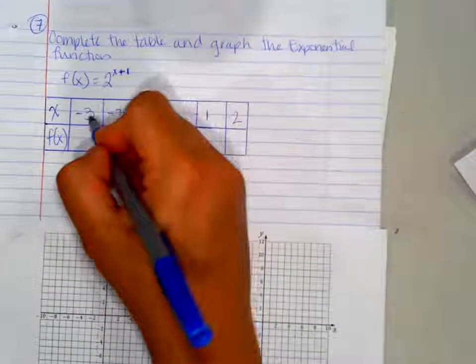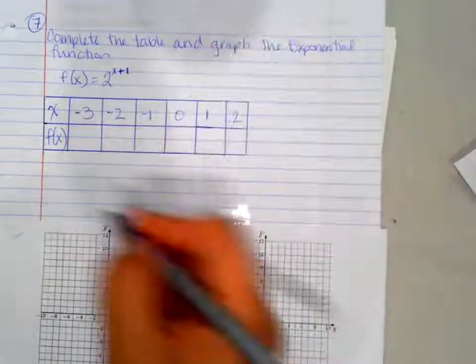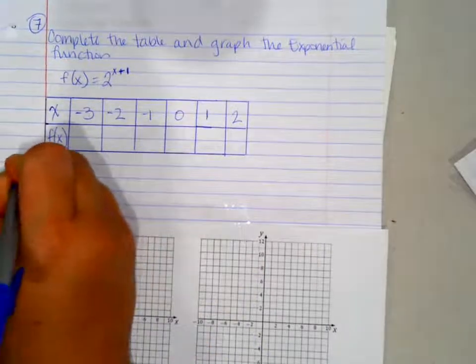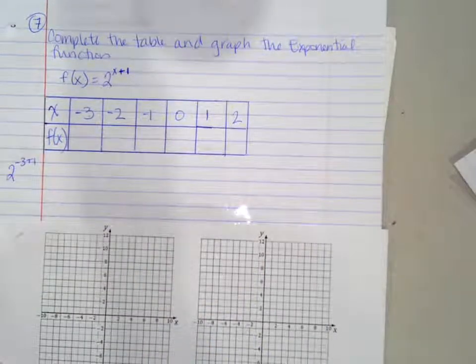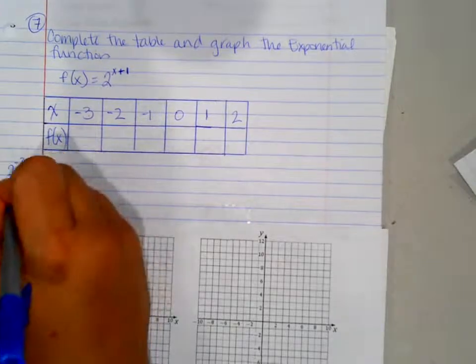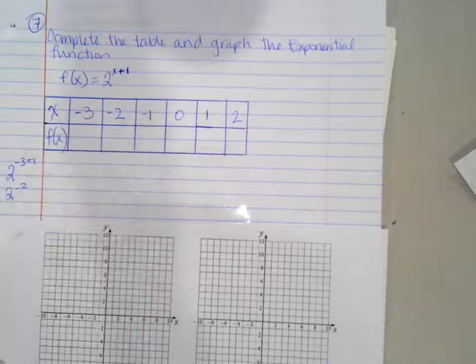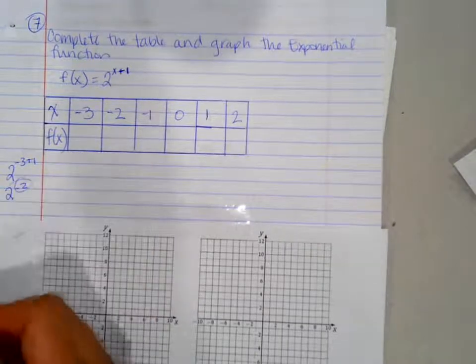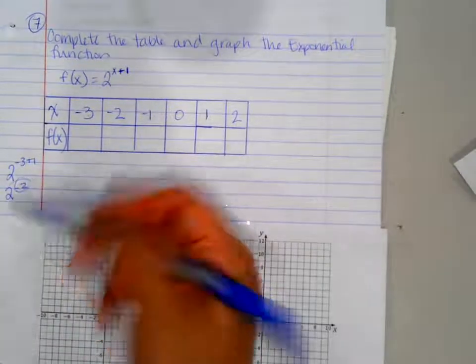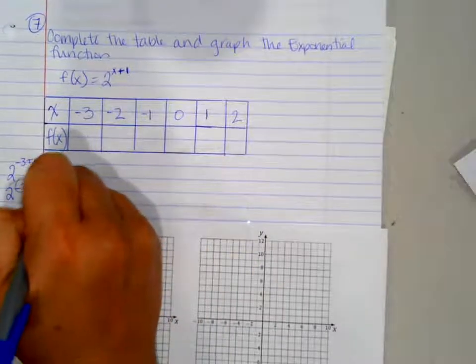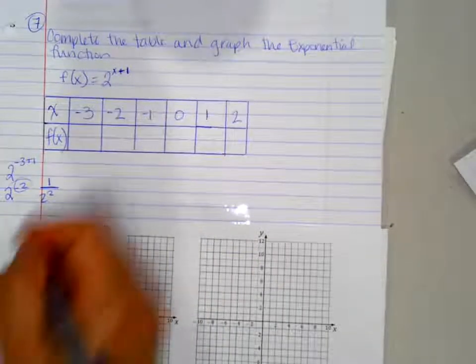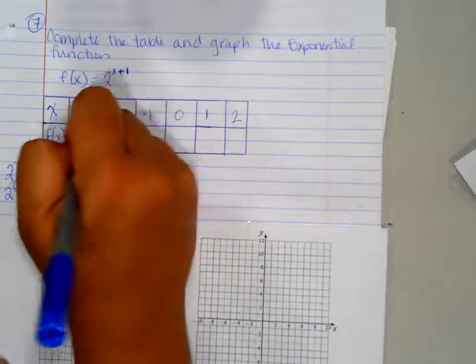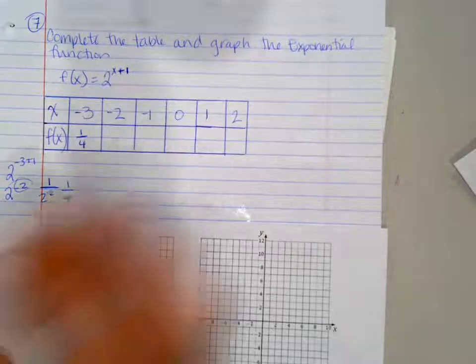Okay, so let's do the first one. I'm going to plug in negative 3. So I have 2 to the negative 3 plus 1, which gives me 2 to the negative 2 power. I can't graph 2 to the negative 2 power, but I know with that negative exponent, I can bring it down. So I get 1 over 2 squared, which is 1 over 4. So there's my y.